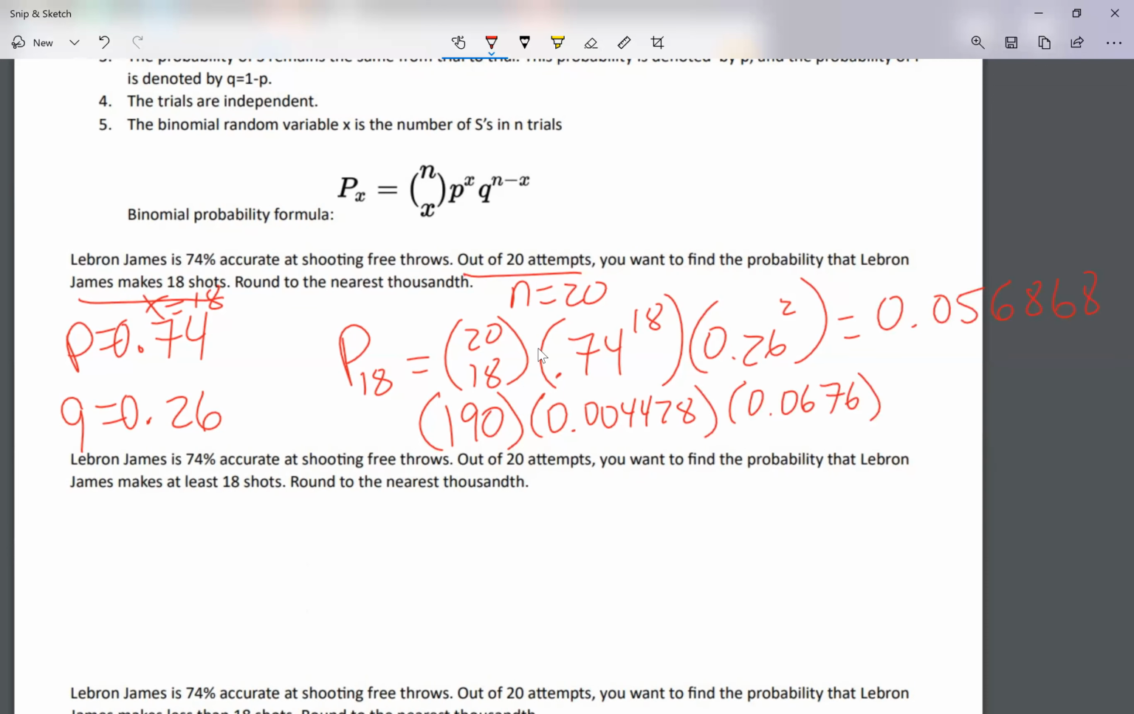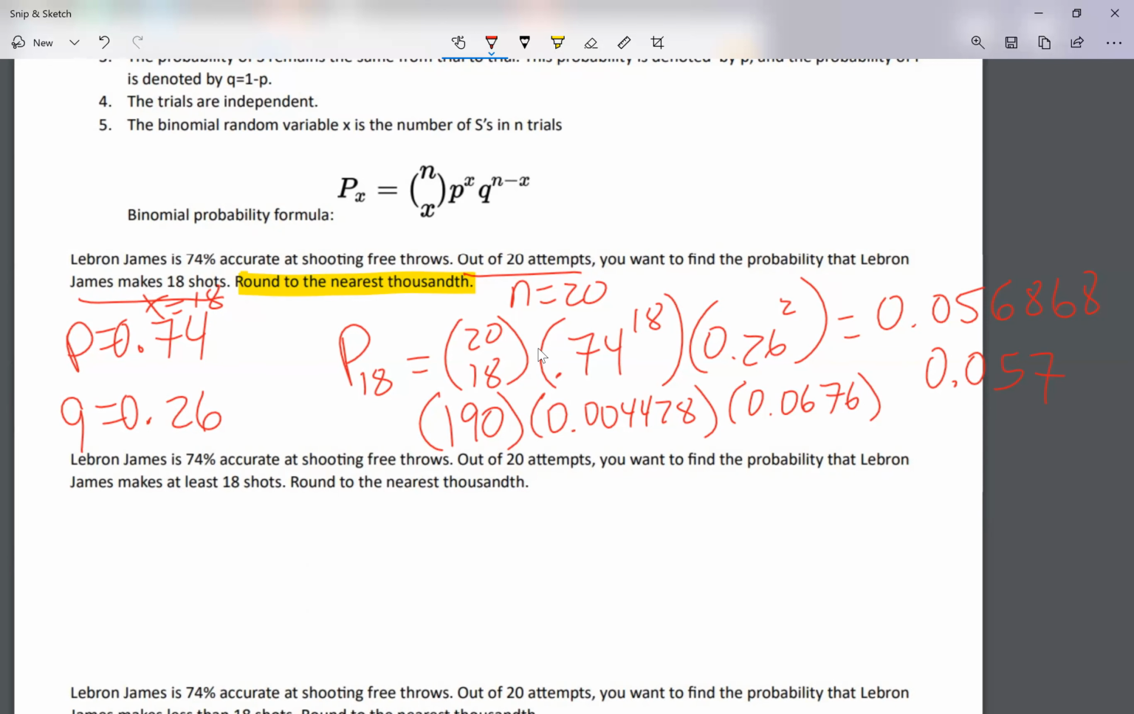0.056868. But it says rounded to the nearest thousandth. Thousand sounds like 1,000. How many zeros are there in 1,000? 3 zeros. So my answer should be rounded to 3 decimal places. So I'm going to call this 0.057.